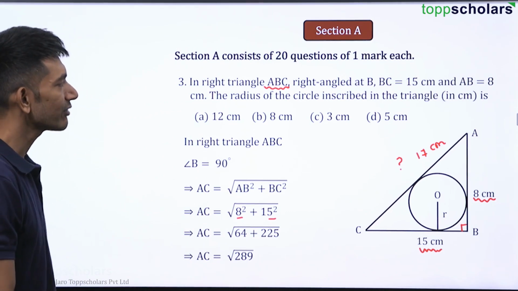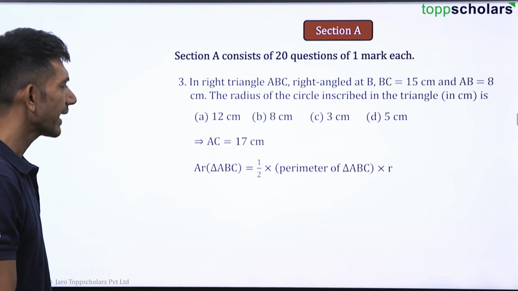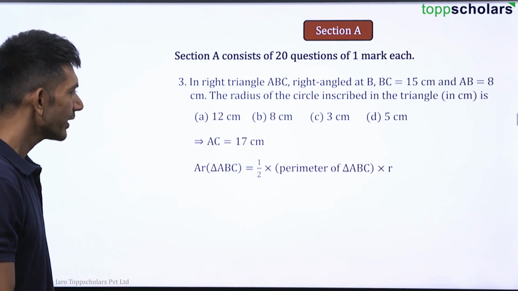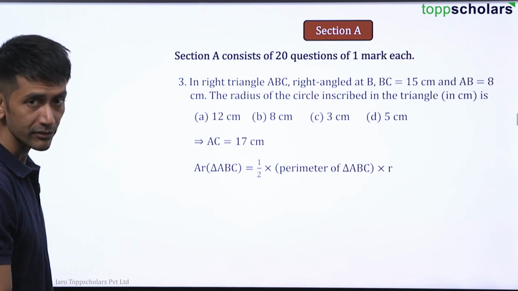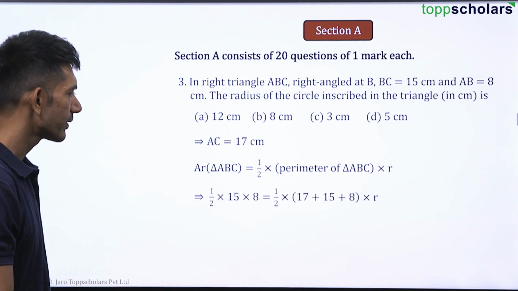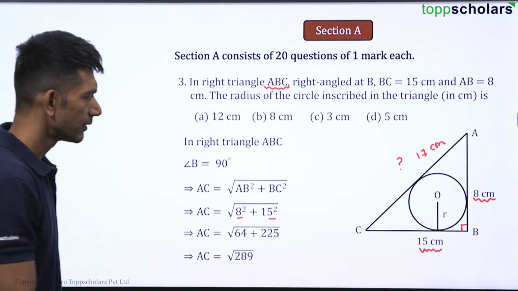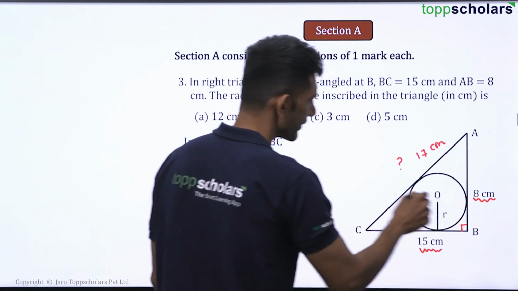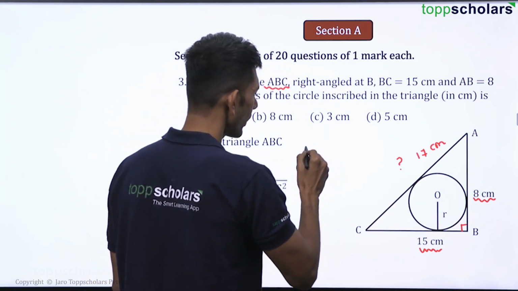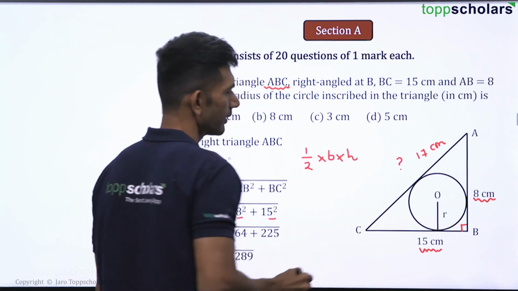Now what is the question? The question says the radius of the circle. So firstly what I can do is, I can find out the area of the triangle. So area of the triangle is nothing but half times the perimeter of triangle ABC times R, right? So that becomes half times 15 times 8. See, what is the area? Area is half into base into height. Correct?